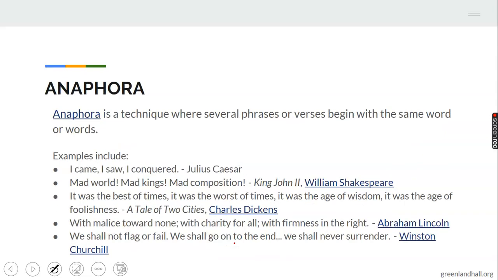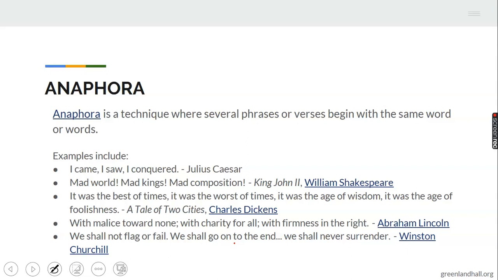Let's go on now to anaphora. This is a technical term where several phrases or verses begin with the same sound or words. Like you repeat phrases or verses to show importance or to play upon words. I came, I saw, I conquered. You can see I is repeated. That's anaphora. Mad word, mad king, mad composition. You can see mad being repeated here.